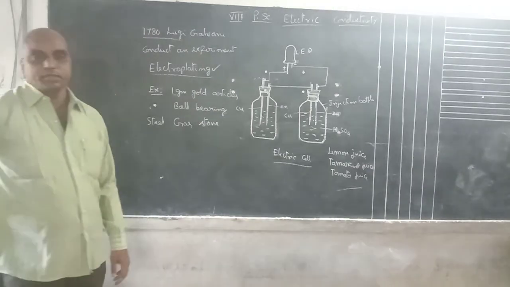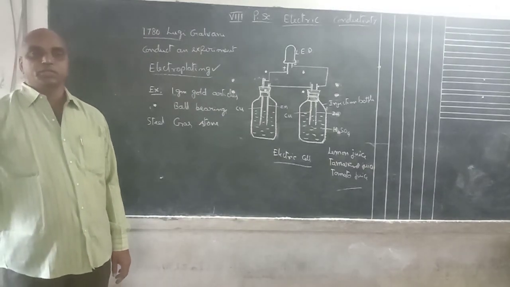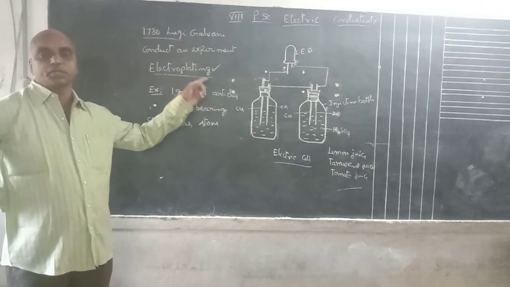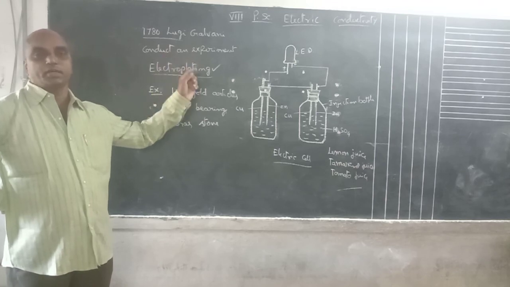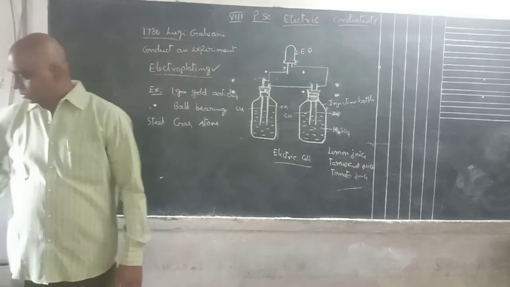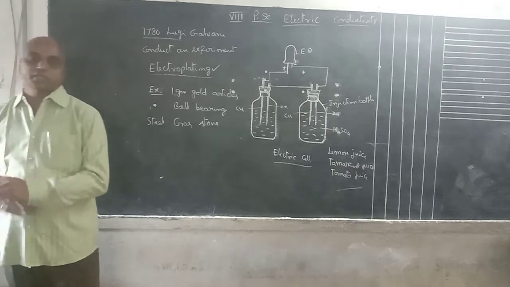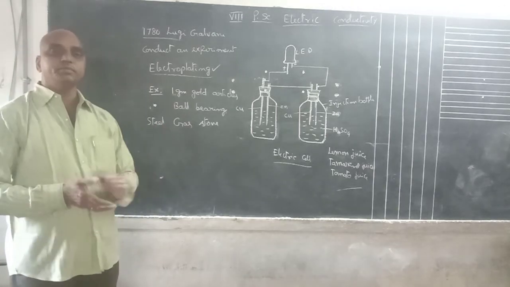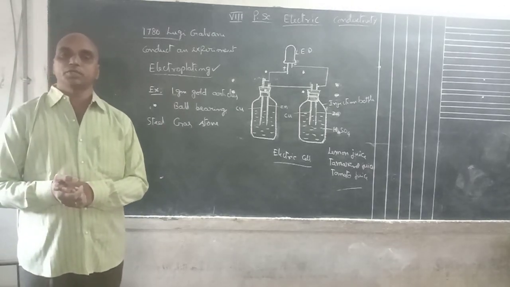Here electroplating means, by using the electrolysis process, we can coat the costlier metal on cheap articles. Okay, next class I will explain one experiment of the electroplating process using copper sulfate.